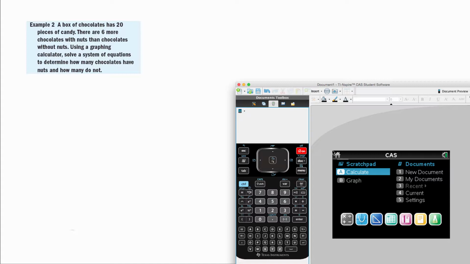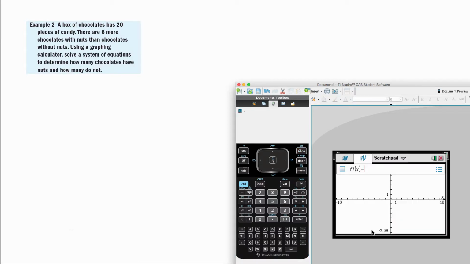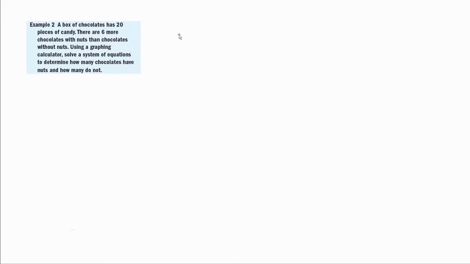Well, I got the graphing calculator up, but we're not ready for it because we don't know what to put in for an equation, right? I mean, let's go to graph. And f sub 1 of x, I don't know what that is. So I need to figure that out before I go any further. Let's parse it. A box of chocolates has 20 pieces of candy. So I got 20.